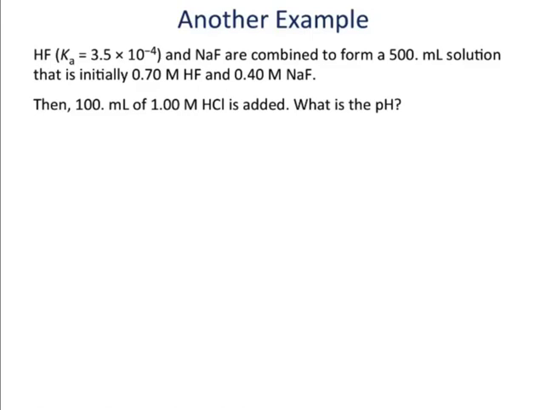All right, so I'm going to finish with another example here. And so here we have hydrofluoric acid and sodium fluoride, and they're combined in this way. So you have a total volume of 500 mL, and then you have molarities to start of both HF and sodium fluoride. Now this means eventually we're going to have to convert these to moles, because when we do the stoichiometry, upon adding the strong acid, we need to do it in moles. So here 100 mL of some strong acid is added, and we want to find the new pH.